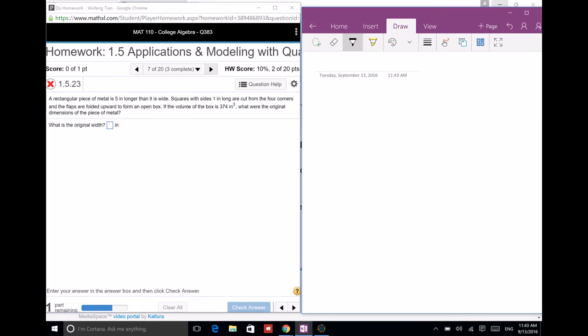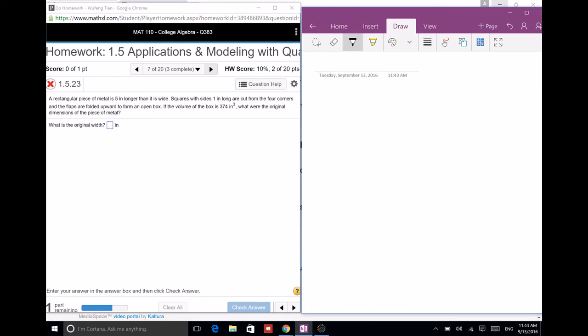A rectangular piece of metal is 5 inches longer than it is wide. Squares with side 1 inch are cut off the four corners, and the flaps are folded upward to form an open box. The volume is 374. What are the original dimensions of the piece of metal?